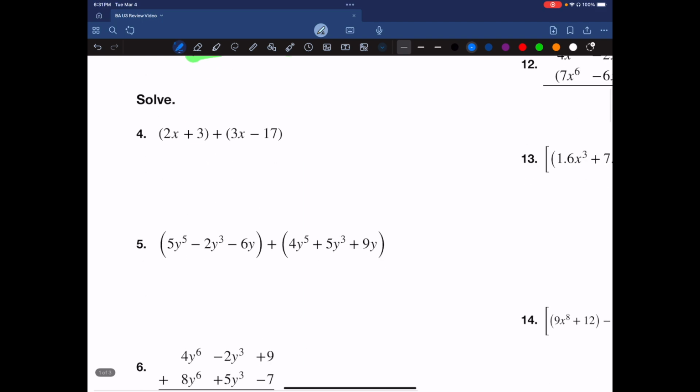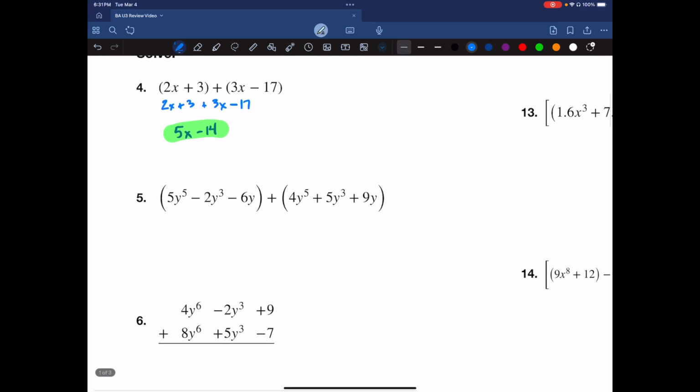Right, for 4, anytime you're adding polynomials, the parentheses are there just for show. So you can drop them and say 2x plus 3 plus 3x minus 17, and then combine like terms. 2x and 3x is 5x. 3 minus 17 is negative 14. There's that.